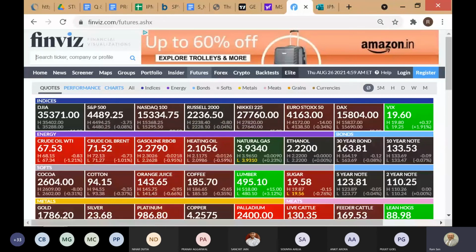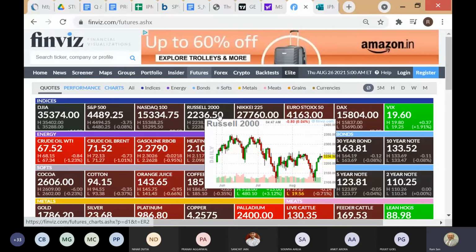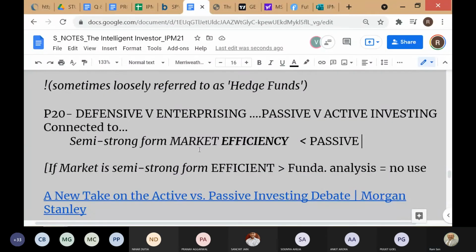So, okay, 1 minute. I'll just wrap it up in 1 minute. Okay, so we have completed one more concept today. Remember, semi-strong form market efficiency, fundamental analysis of no use. So passive investors effectively believe in this. Active investors don't believe in this. Okay, and they feel that they can do better than these indices.